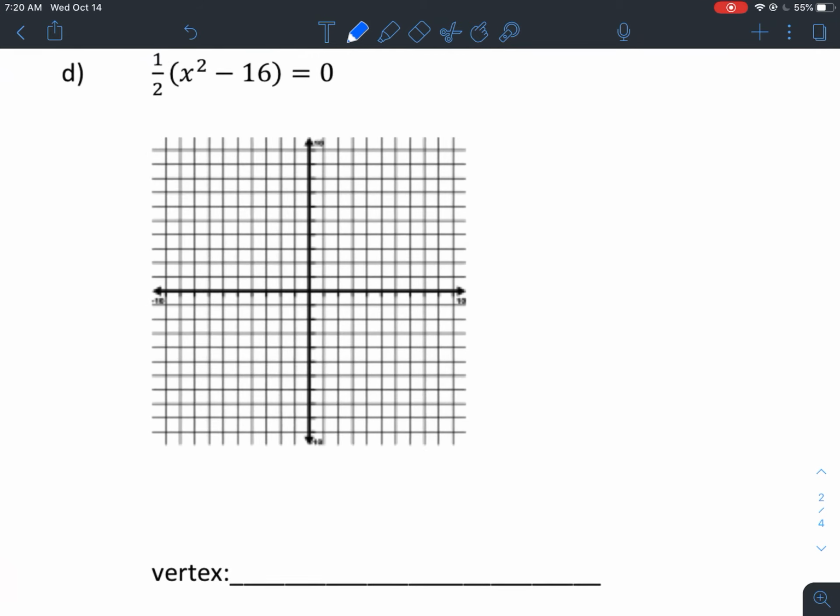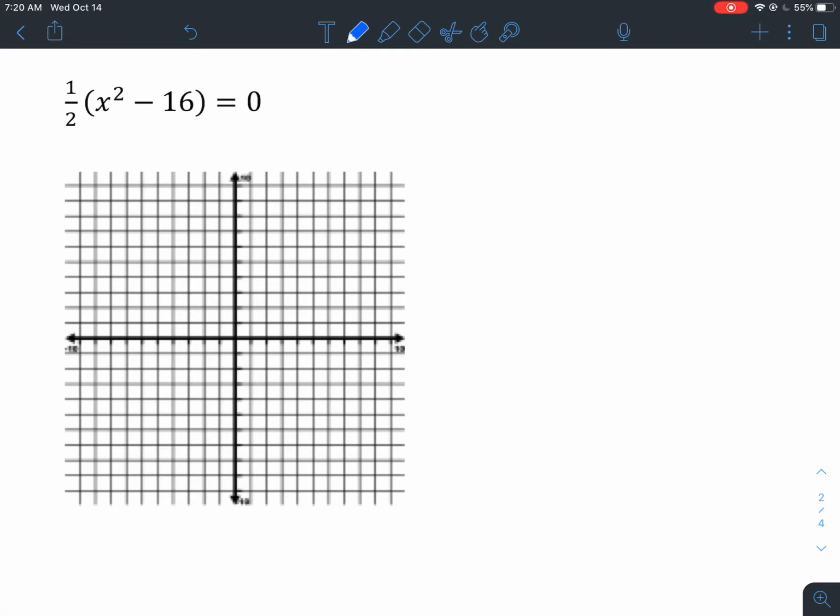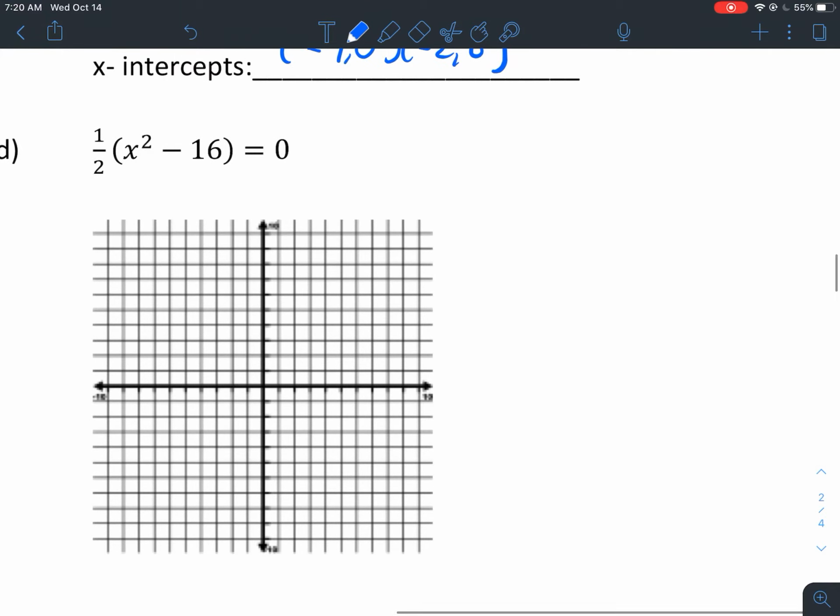All right, last one here. This one's a little bit different. We're going to factor this. Looking at it here, this is a difference of 2 squares. Hopefully you remember how to do those. You have a subtraction sign in the middle, and you can take the square root of both of these. We take the square root of both and we get x and 4. So we do x plus 4, x minus 4, and then we set those equal to 0.